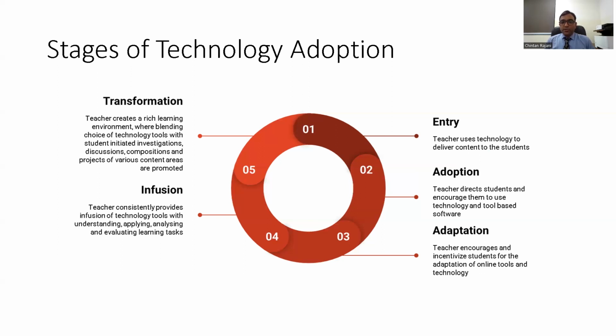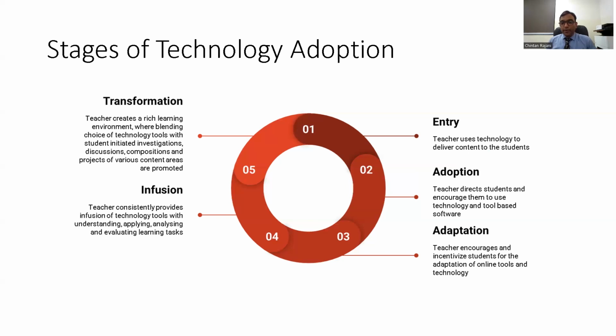Second stage in this process is adoption. In this stage, the teacher directs students and encourages them to use technology and tool-based software. It helps students understand how learning through technology will enhance their experience and make them industry ready. So in the second stage, the emphasis is given to preparing the mindset of the student to accept the technology and to learn through technology. It may be checking daily updates through email, it may be downloading material through online resources, or it may be using some technological communication platform for day-to-day interaction.